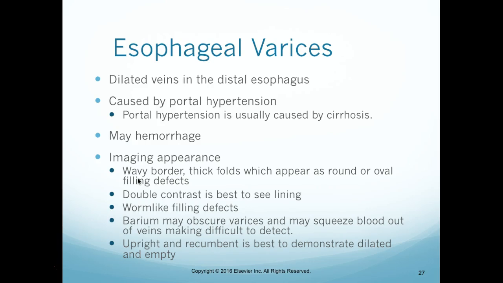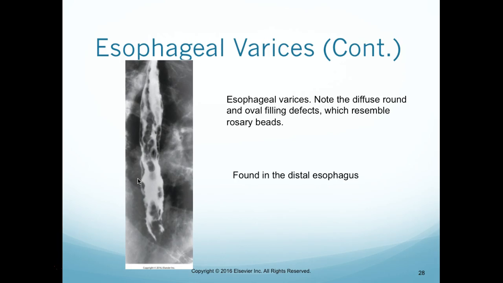It looks like worms in the distal esophagus, and barium may obscure varices and may squeeze out the blood of the veins, making it difficult to detect. So it's really important that we see the esophagus filled with barium and stripped of barium, so that we just have the lining with the double contrast on there, just coating it, and we can see the varices very well that way. Upright and recumbent is best to demonstrate dilated and emptied states of these veins.